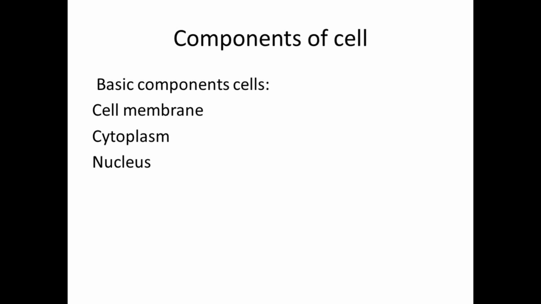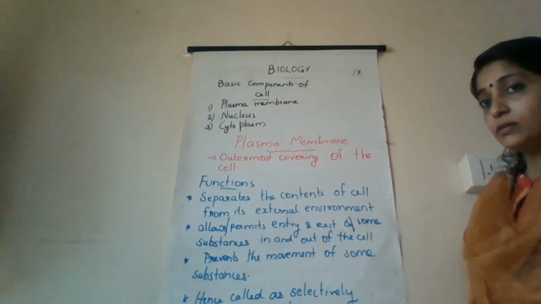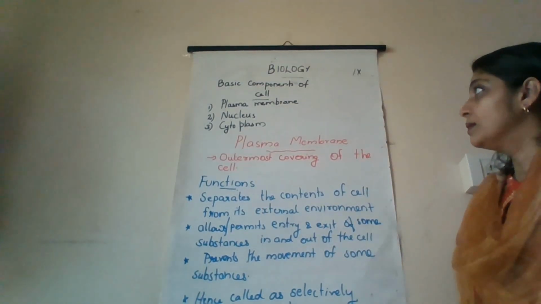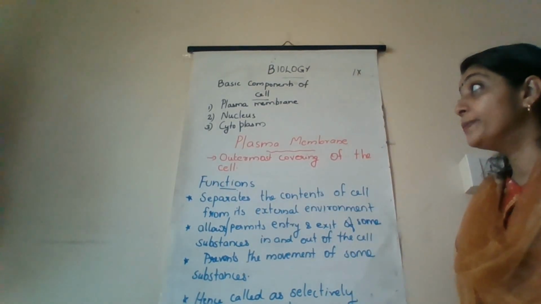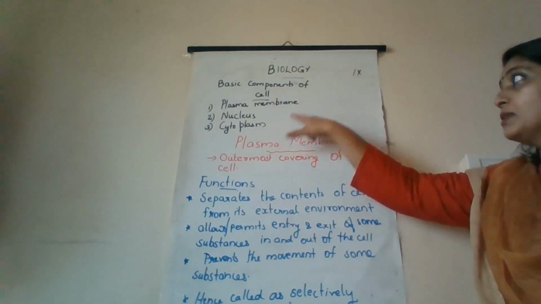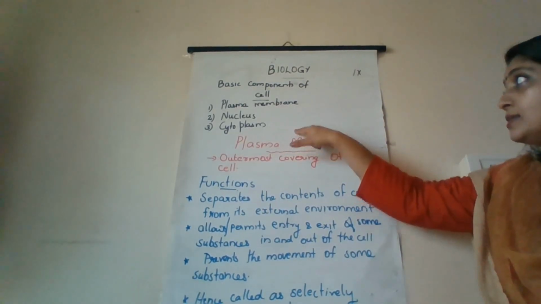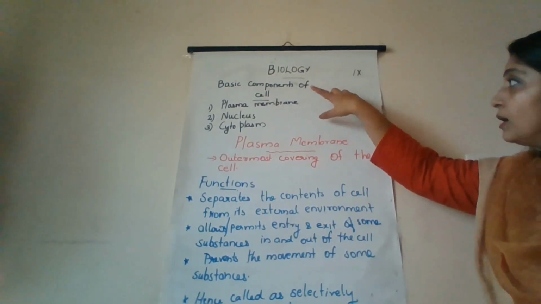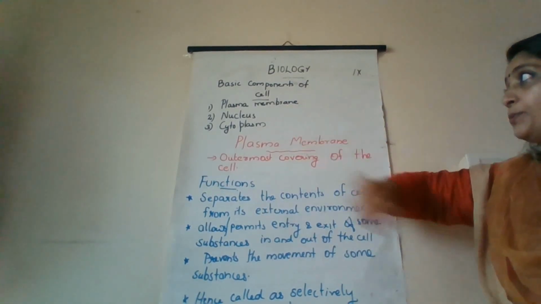There are three main basic components of cell. They are cell membrane, cytoplasm and the nucleus. And we will be studying about these three basic components in detail in this chapter. So we studied about the basic components of cell. The three basic components of cell are plasma membrane, nucleus and cytoplasm. This you have already studied in 8th class.